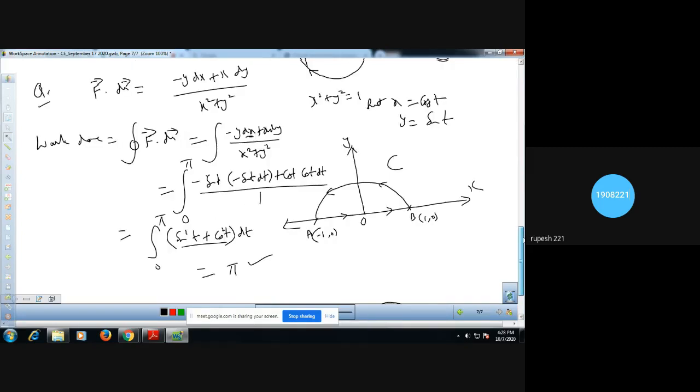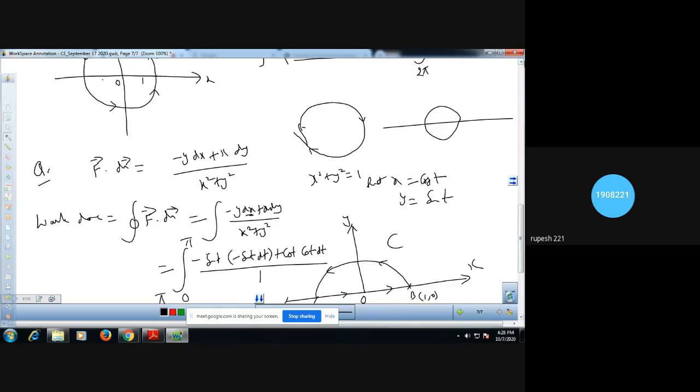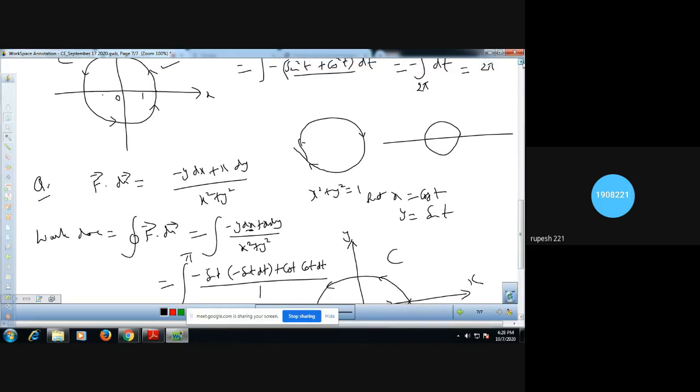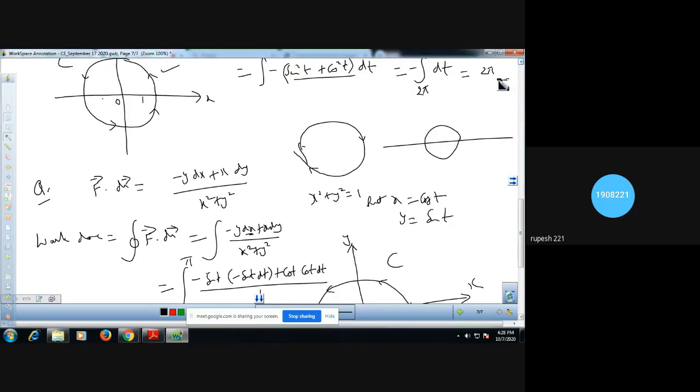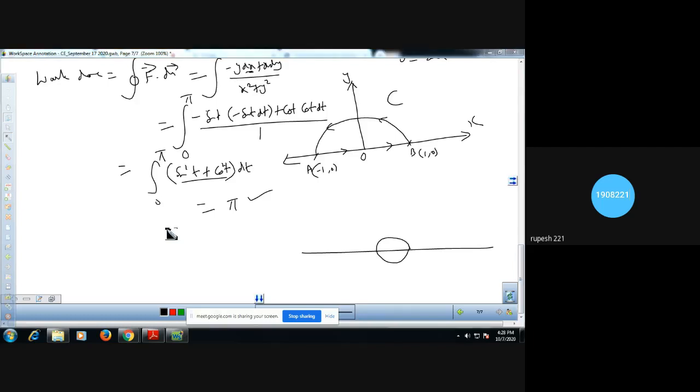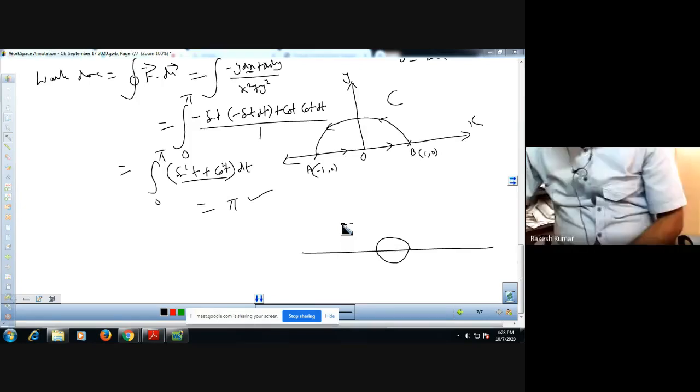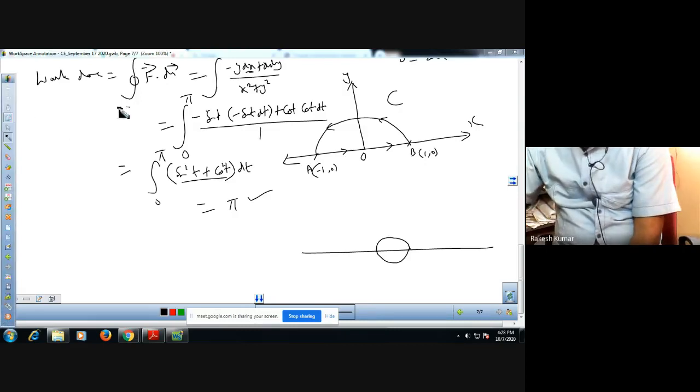In the previous question, we got the final value as 2 pi. Previously, this was 2 pi because the complete circle was given. But now in this case, it is a semicircle, and a semicircle represents 180 degrees. So the answer comes out to be pi only. So this was your important question of a line integral or work done.